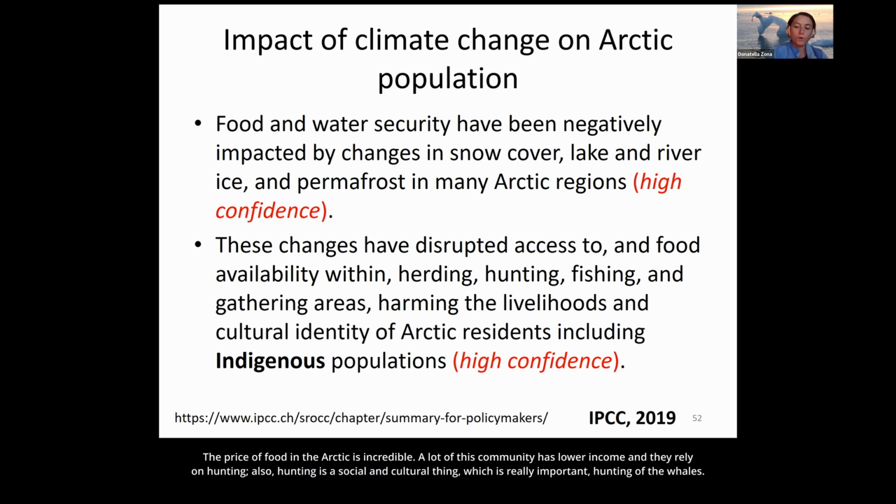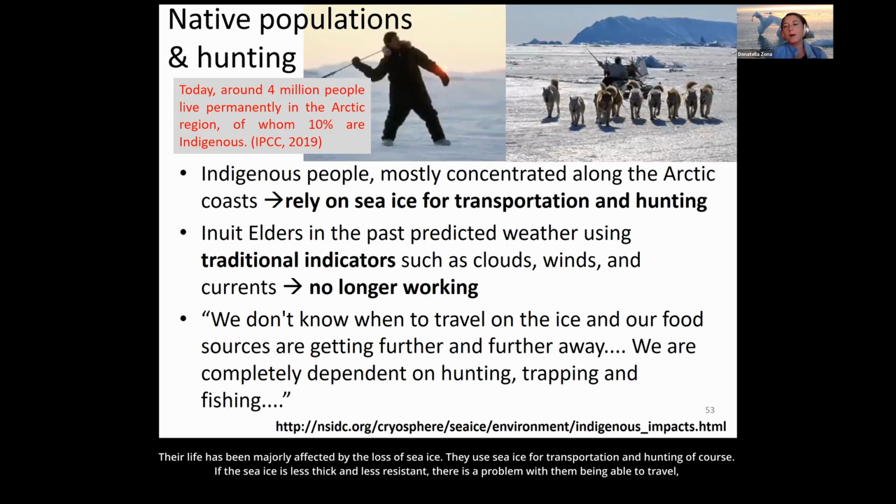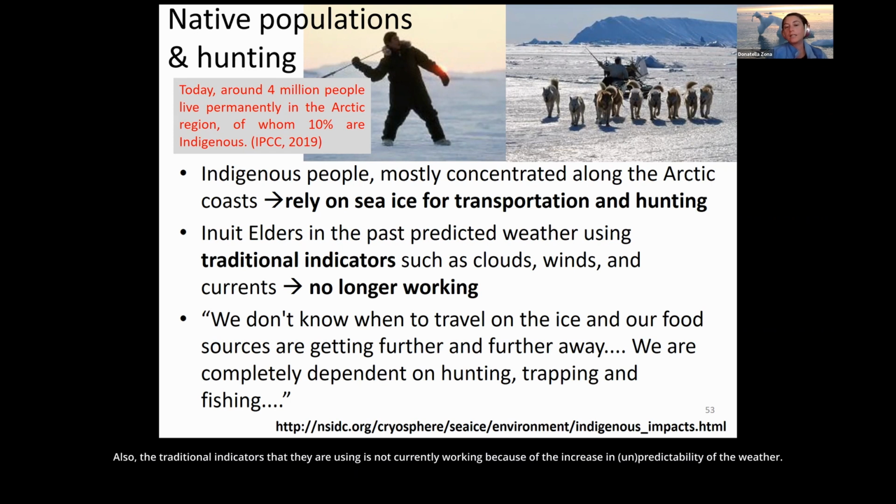The price of food in the Arctic is incredible. So a lot of these communities have lower income and they are relying on hunting. Also, hunting is a social and cultural thing, which is really important, the hunting of the whales. So their life is being majorly affected by the loss of the sea ice. They are using the sea ice for transportation and hunting. Of course, if the sea ice is less thick and less resistant, there is a problem with them being able to travel. And also the traditional indicators that they are using are not currently working because of the decrease in predictability of the weather.